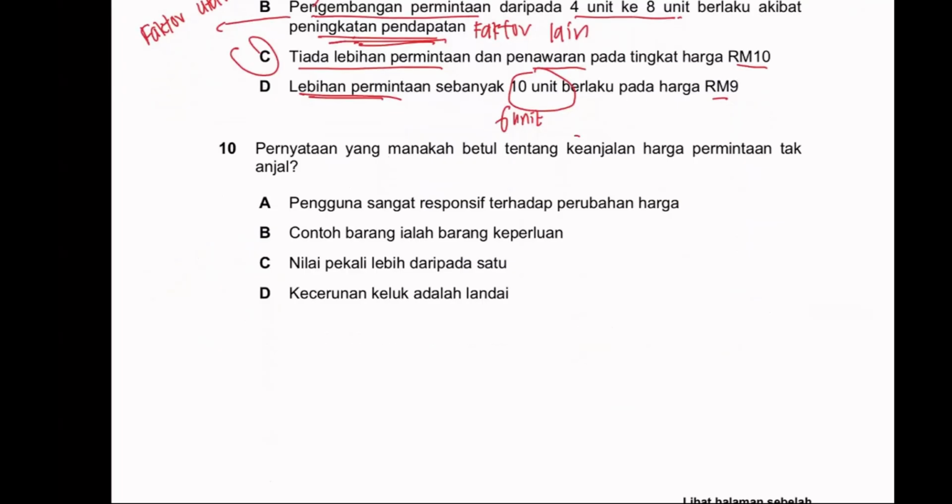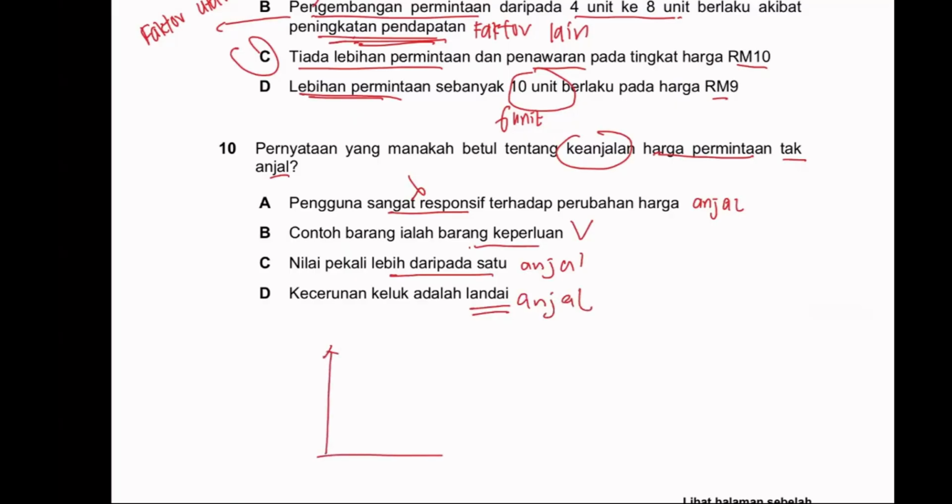Penyata yang mana betul tentang keanjalan harga tidak anjal? Which one is related to tidak anjal? Tidak anjal sangat responsive? No. Very responsive, that one is anjal. Barang ialah keperluan, tidak anjal keperluan, yes. Tidak anjal lebih dari satu, no. Lebih dari satu is anjal. Lantai, anjal. Why? If you cannot imagine, you cannot remember in the exam, you draw. If you cannot remember, draw it out.